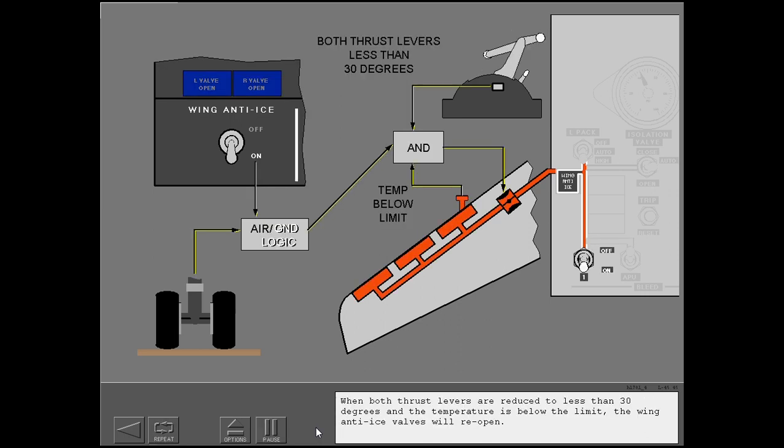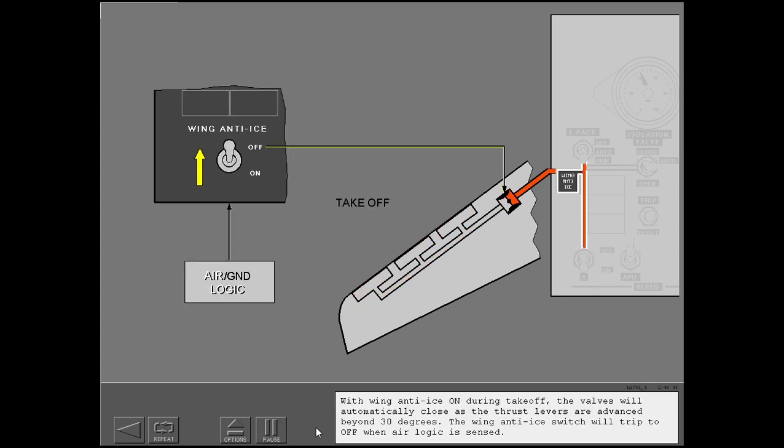When both thrust levers are reduced to less than 30 degrees and the temperature is below the limit, the wing anti-ice valves will reopen. With wing anti-ice on during takeoff, the valves will automatically close as the thrust levers are advanced beyond 30 degrees. The wing anti-ice switch will trip to off when air logic is sensed.